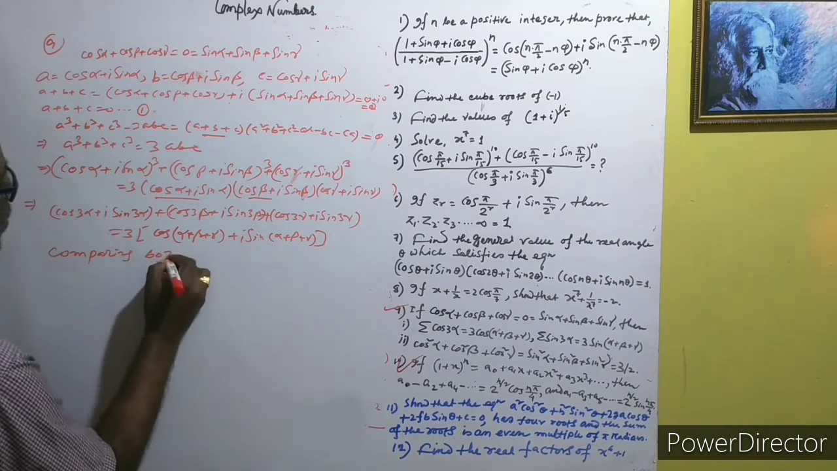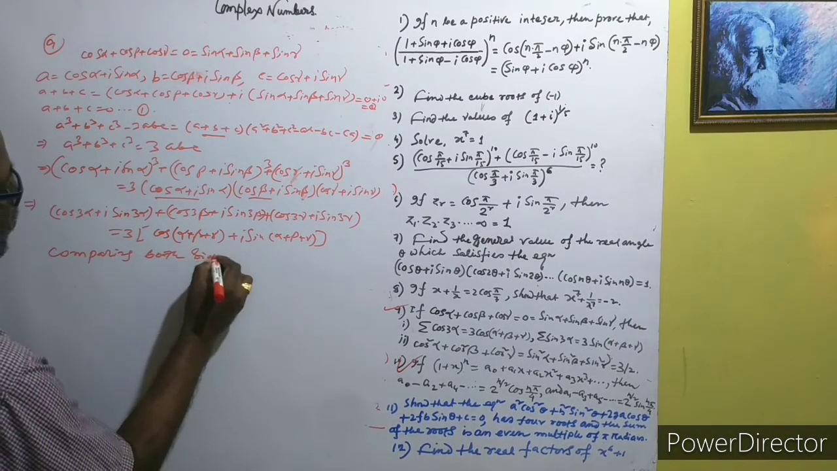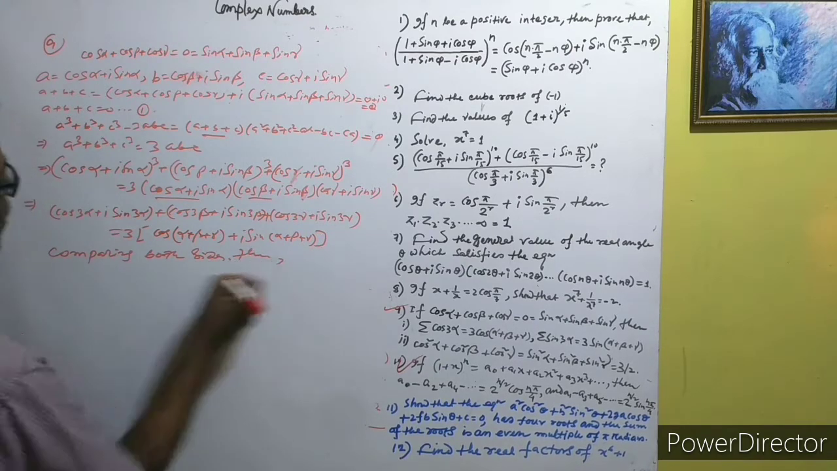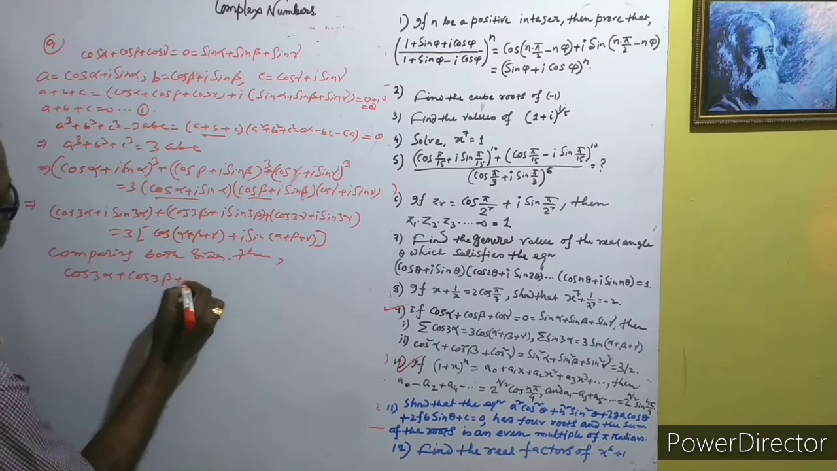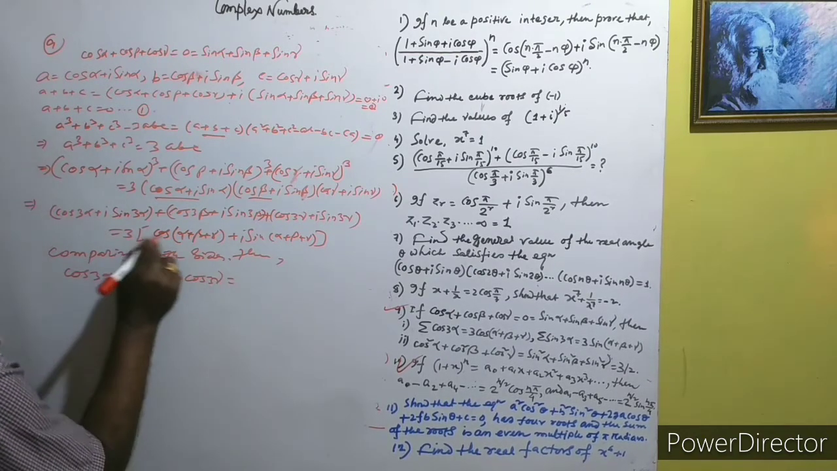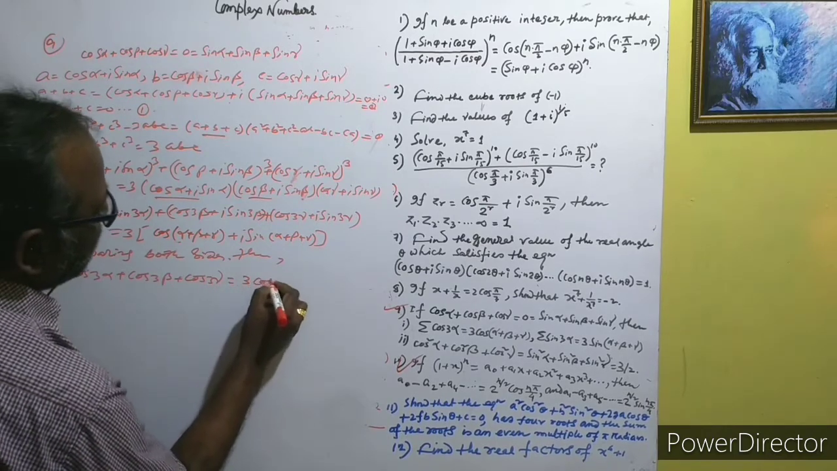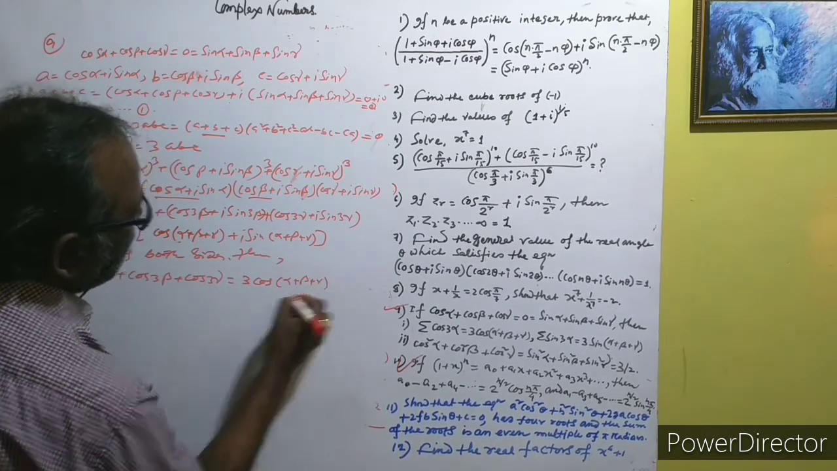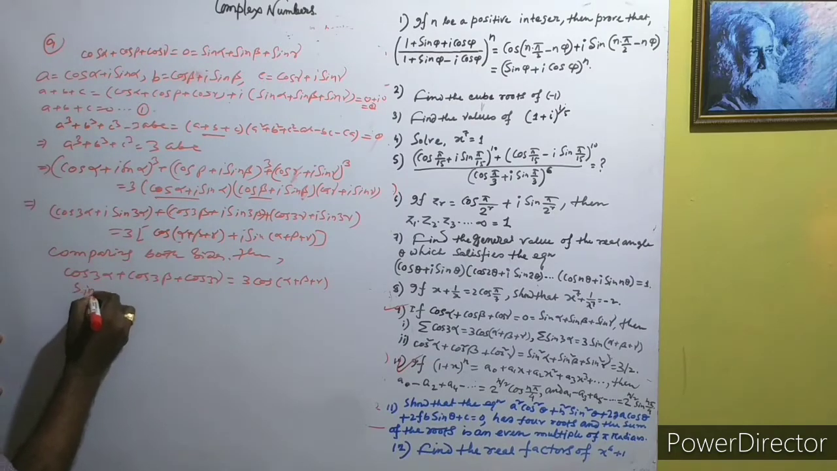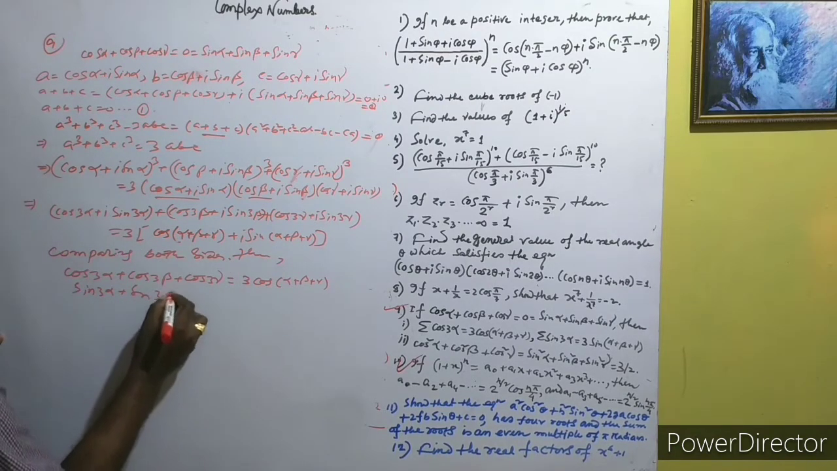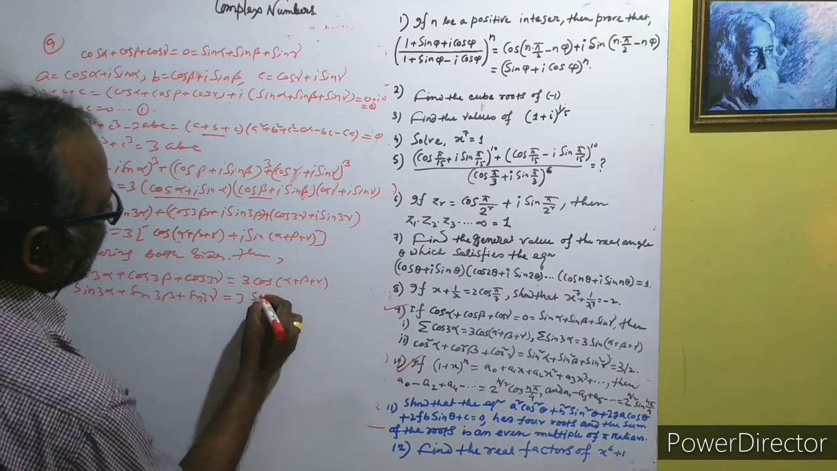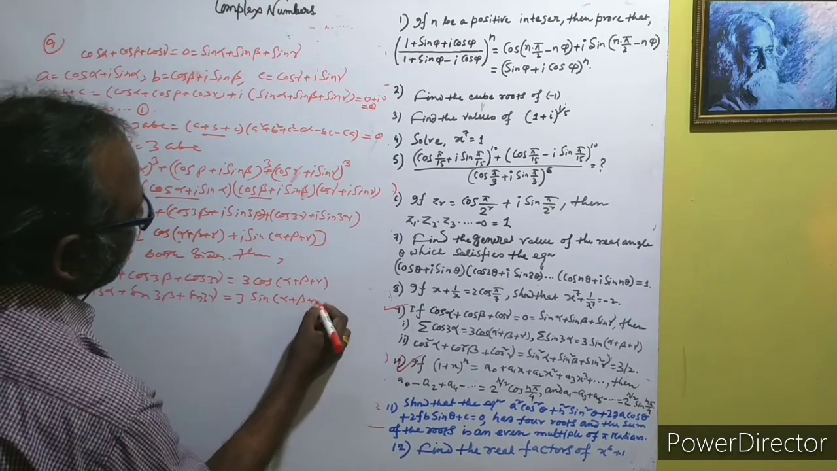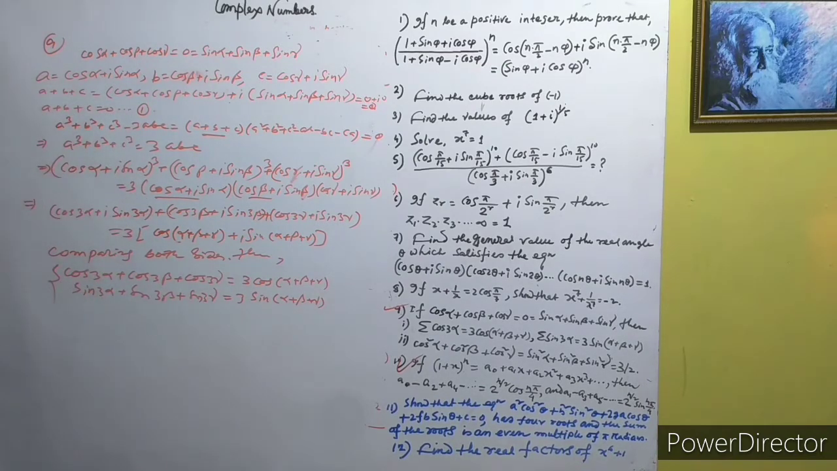Comparing both sides, cos 3 alpha plus cos 3 beta plus cos 3 gamma is equal to 3 times cos of alpha plus beta plus gamma. This is real with real. And the imaginary part is sin 3 alpha plus sin 3 beta plus sin 3 gamma is equal to 3 times sin of alpha plus beta plus gamma. So question number 1 is proved. See carefully.